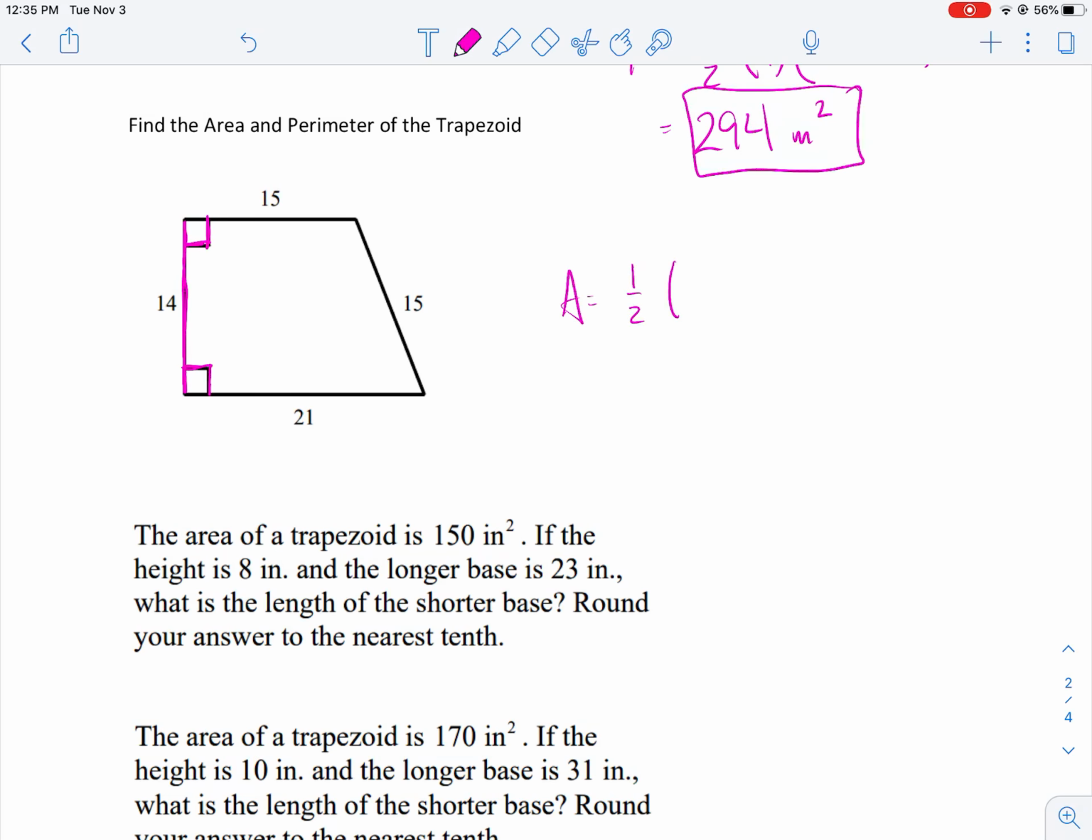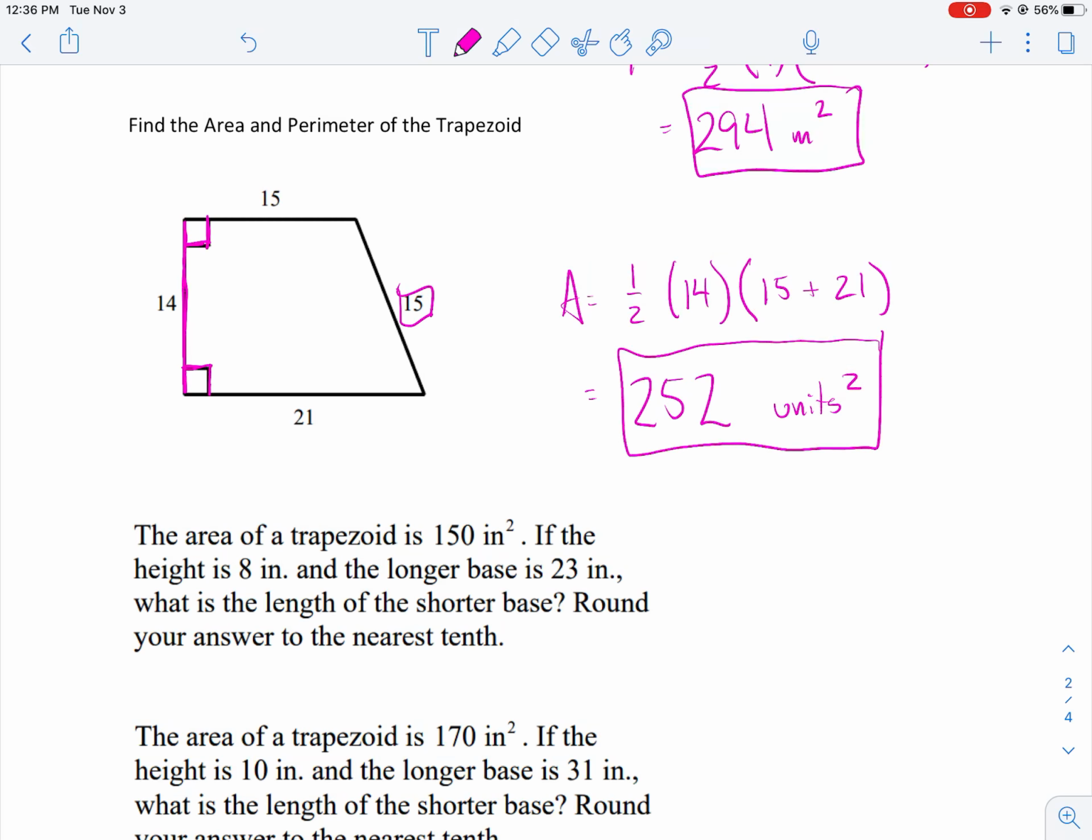It's 1/2 times 14 times our two bases. Again, they gave us this number here. Now we'll have to use it to find the perimeter, but we will not use it in order to find the area. Okay, I get 252. And again, we don't have any units of measure here, so it's just going to be units squared. Let's go down to the next one.